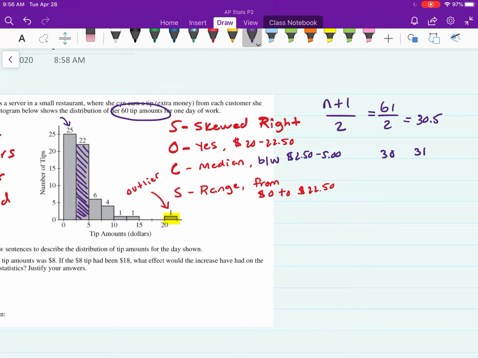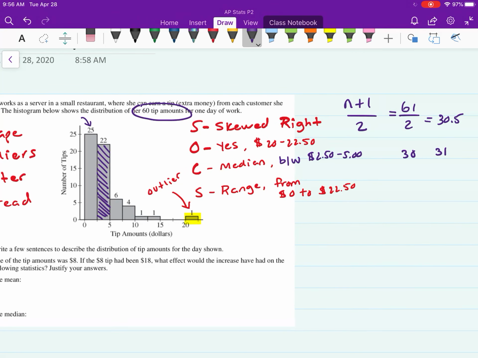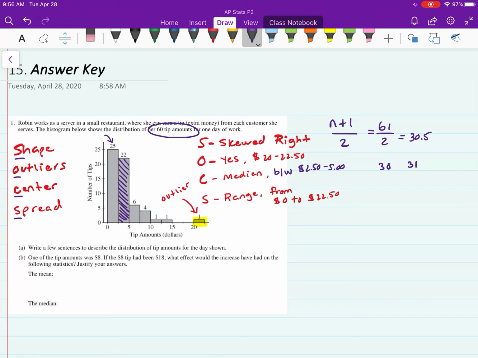And for the spread, there's a lot of different measures of spread. We can talk about the standard deviation, the interquartile range, but on a histogram, it's just quicker to talk about the range. And the range goes from anywhere between $0 tip to $22.50, which is the maximum. So now we have to put that into a few sentences, making sure that we discuss context, otherwise we're going to lose points.